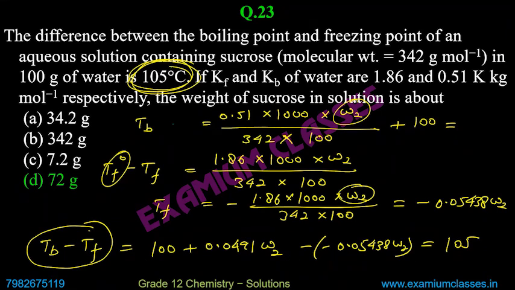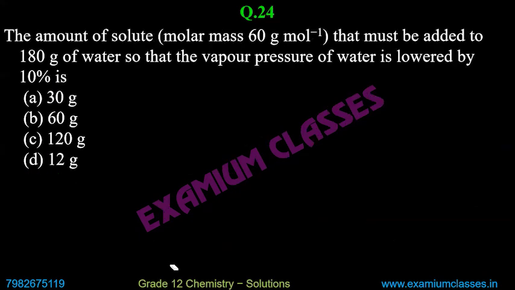This 100 will go to the right hand side. 105 minus 100 will be 5. So it will actually be 5 divided by the sum of 0.0491 and 0.05438. Yes, so D will be the answer. Most of you have got the answer. It is clear, it means.